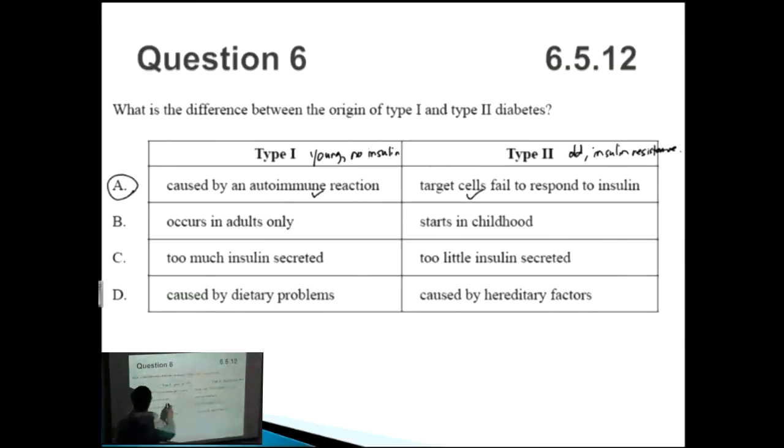Type 1 occurs in adults only. Well, not really. We usually said that it occurs in young people. So therefore B is incorrect. C, too much insulin secreted. Absolutely wrong. There's not enough insulin. D, caused by dietary problems? No, not that one. Type 2 is usually caused by dietary problems.